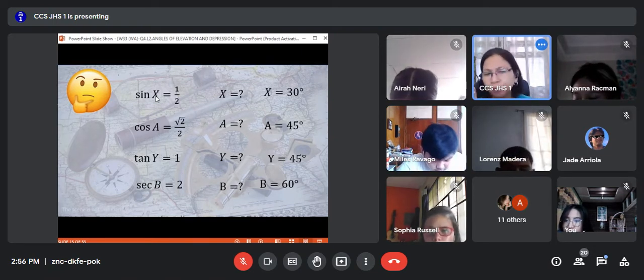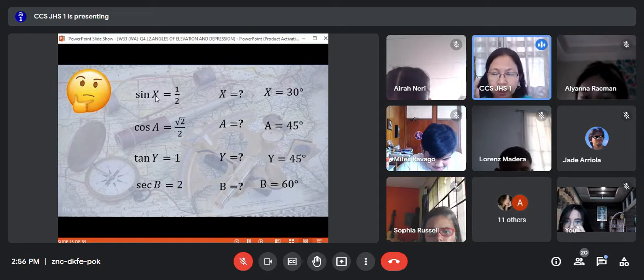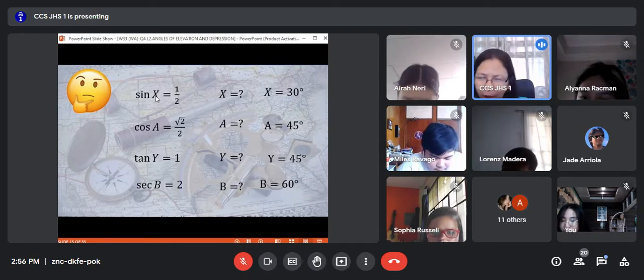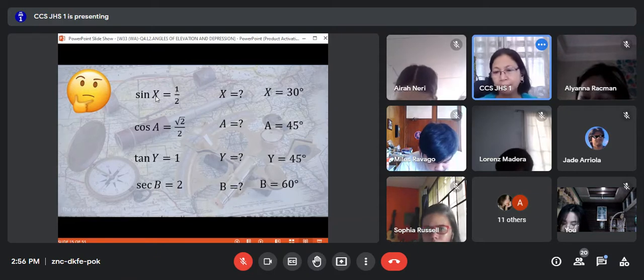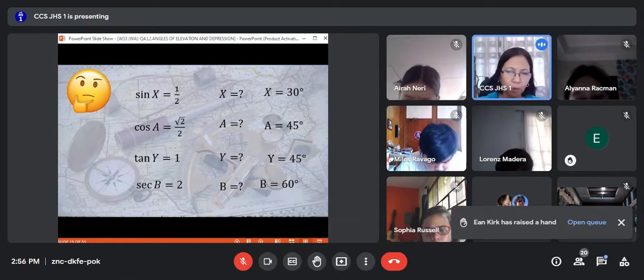Okay. For the secant, you have to use 1/2. But the reciprocal of secant is what? Cosine. So arc cosine 1/2, because there's no secant in our calculator. But anyway, we will only be dealing with sine, cosine, and tangent. Okay? So practice that one.